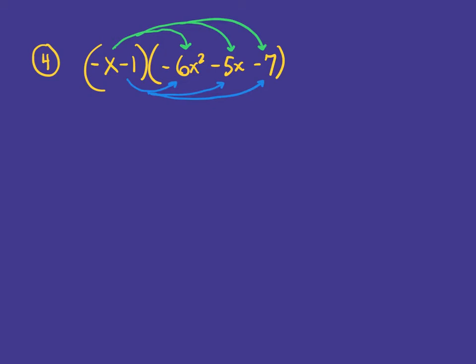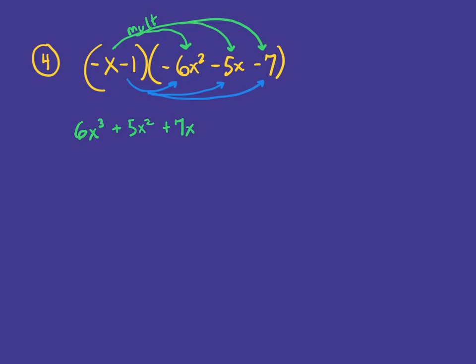So starting with the negative x times negative 6x squared. This one times the first one there. So negative times a negative is going to be positive 6. And then the x times x squared is going to be x to the third. And again, just keep in mind that we're multiplying all these. So negative x times negative 5x is going to be positive 5x squared. Negative x times negative 7, negative and negative makes a positive 7x. So that's all of the negative x being distributed.